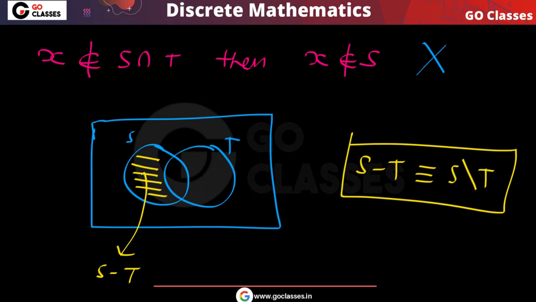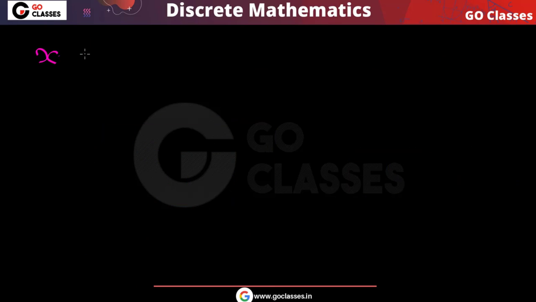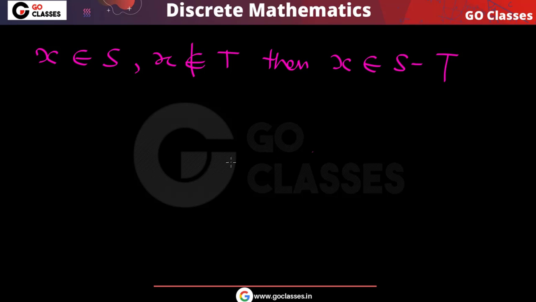Anyway, now from this you can notice that if X belongs to S and X does not belong to T, then I can definitely say that X belongs to S minus T. Correct? Because you can notice X belongs to S, X does not belong to T. Then I can say that X is only in S, X is not in T.